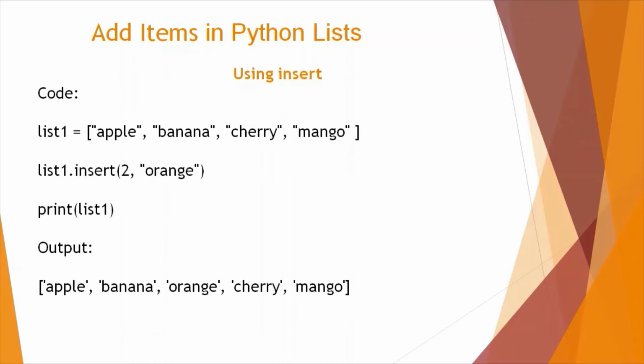Another method to add items in the Python list is using insert. By using this insert, you can tell the exact index at which you want to add that particular element. So we'll say list1.insert 2, orange. So it will add this orange to a particular index, that is 2. So let's print this, and we'll get apple, banana, orange, cherry and mango. We know that apple is at index 0, banana is at index 1 and cherry is at index 2. So before this cherry and after this banana, this orange will be inserted, and the index of cherry will be changed to 3. So let's try them out in our PyCharm.